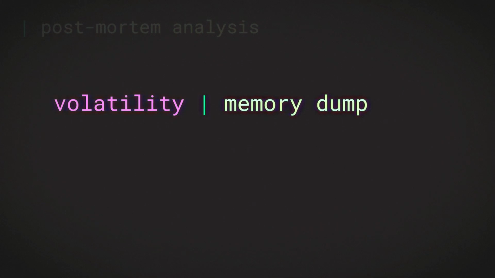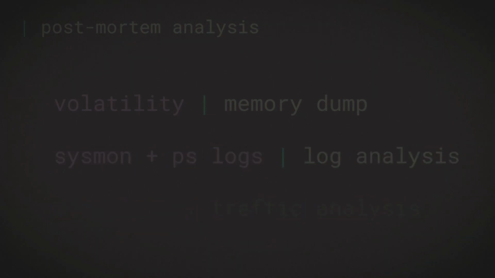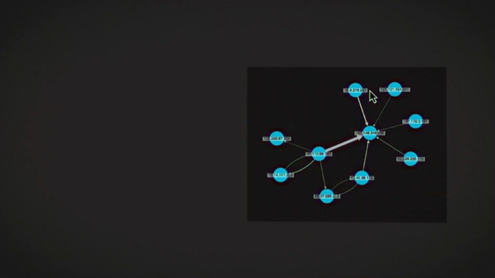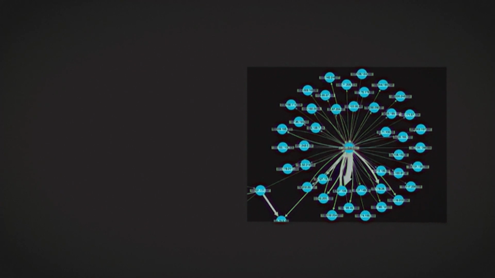In the post-mortem analysis, we'll look at the memory dump with Volatility, we'll perform log analysis with Sysmon and PowerShell scriptblock logs, before wrapping things up with an abbreviated traffic analysis using Wireshark. Finally, we'll crystallize all our insights so we can both reinforce what we've learned, as well as learn how to effectively communicate our findings to the greater cybersecurity ecosystem.